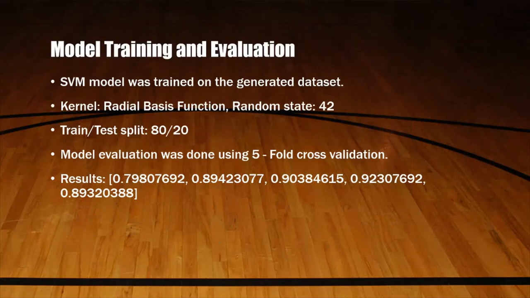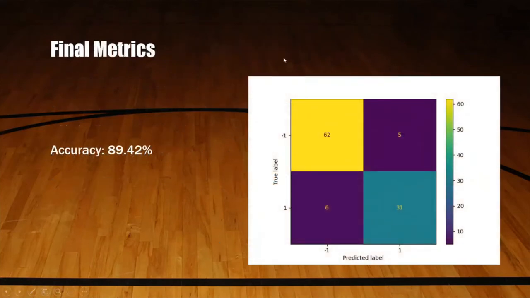Model training and evaluation. The SVM model was trained on the generated dataset. The kernel I used was the radial basis function with random seed 42. The train-test split ratio was 80 to 20, and model evaluation was done using 5-fold cross validation. These were the accuracy results for each fold. This is the final matrix for my final model with an accuracy of 89.42%. And this is the confusion matrix for the same.